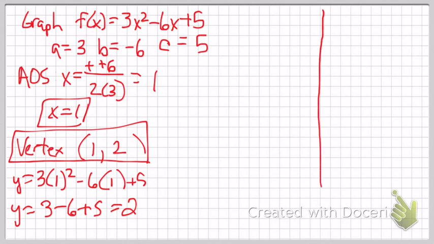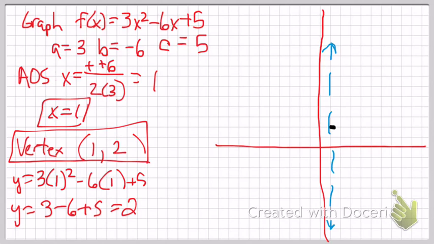Well, let's go ahead and graph this a little bit. So we have a vertex at 1 comma 2, which also means we have a line of symmetry at that 1. So I've got to draw that dotted line in there at x equals 1, my line of symmetry. And now I know that it's going to open up because a is 3, but I need to find more points. So we go ahead and make our xy chart.